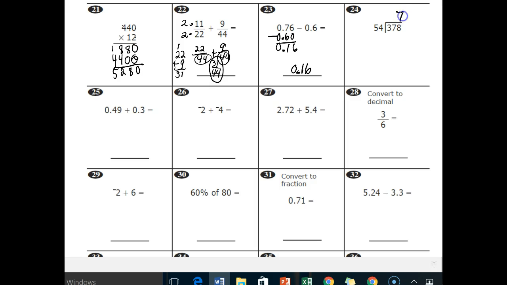Let's find out. 7 times 4 is 28. Carry your 2. 7 times 5 is 35 plus 2. Look at that. It went in there 7 times. We didn't need a calculator.